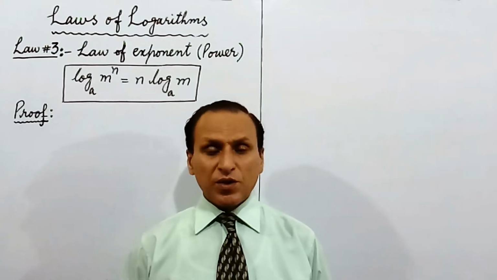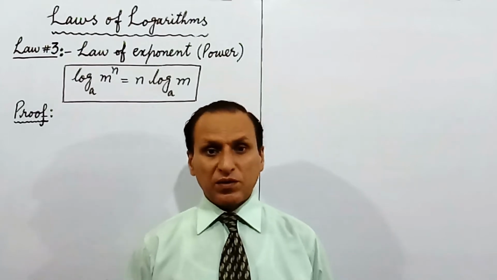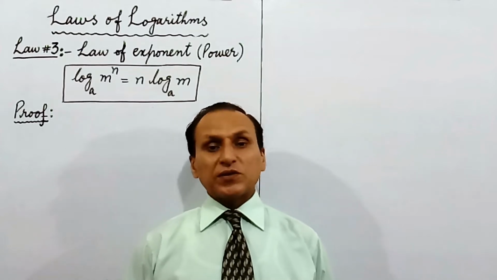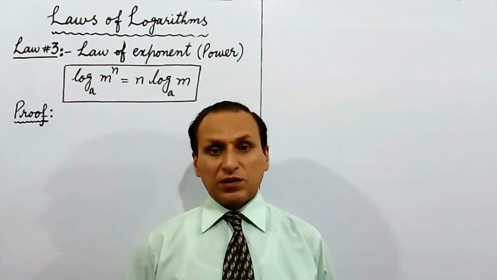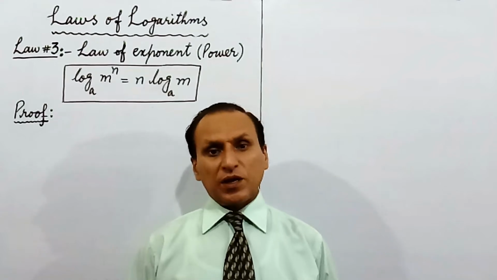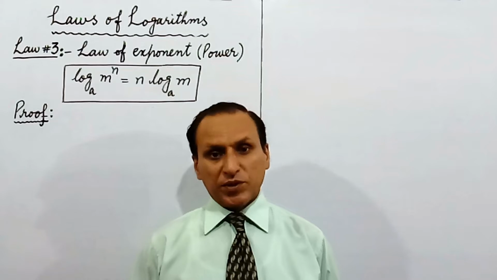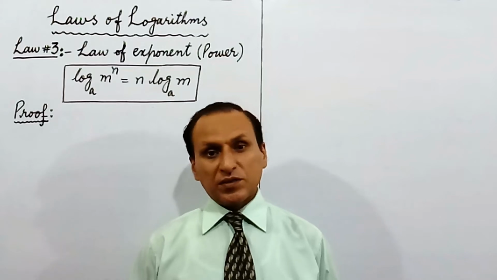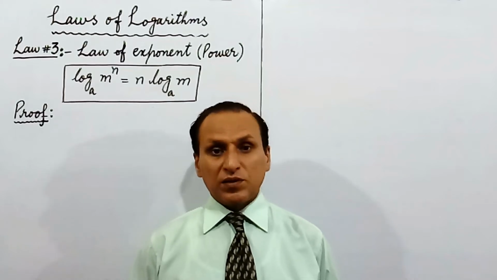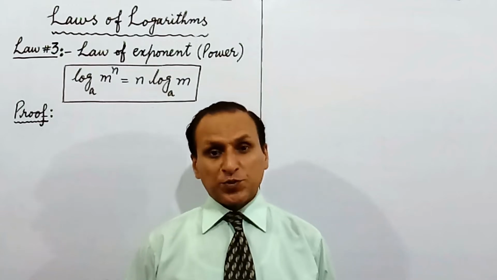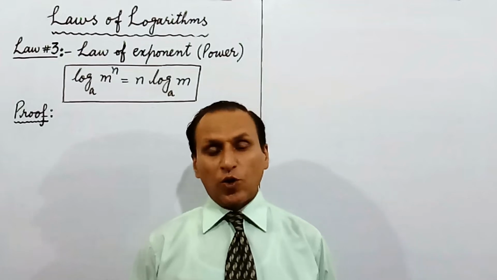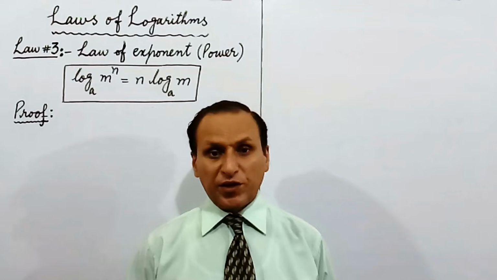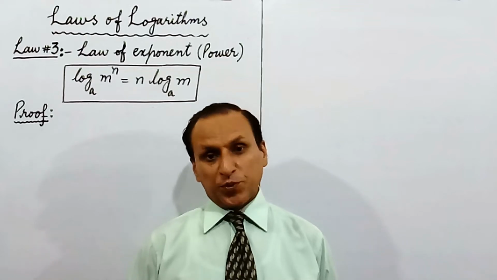The law number 3, which is known as the law of exponent or law of power. This law will help us to convert the calculation related to exponential form into a simple calculation of two numbers. One is the base and the other is the exponent. Rather than solving the exponential form, we simply multiply that exponent by the log of that number. And how we transform, we learn it with the help of an example after the proof.